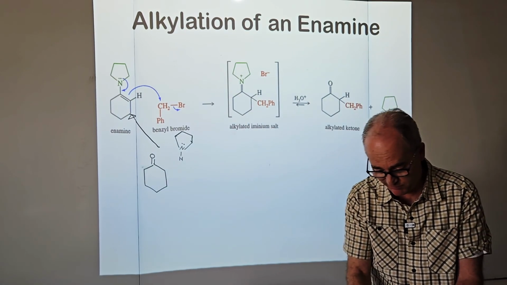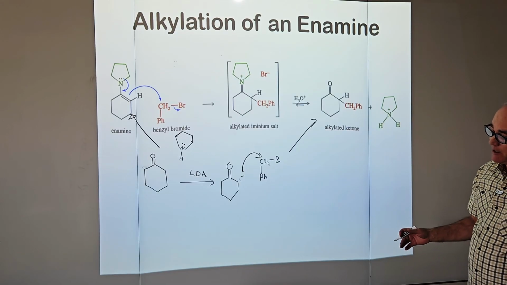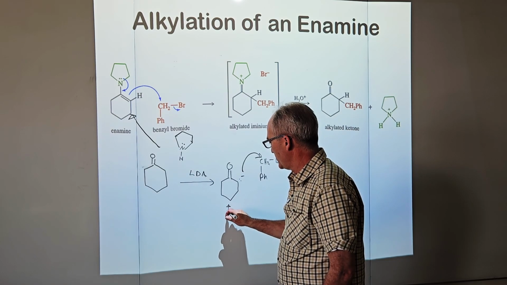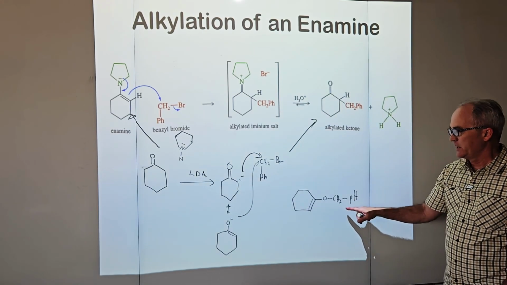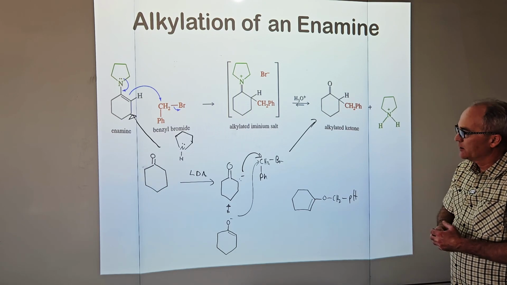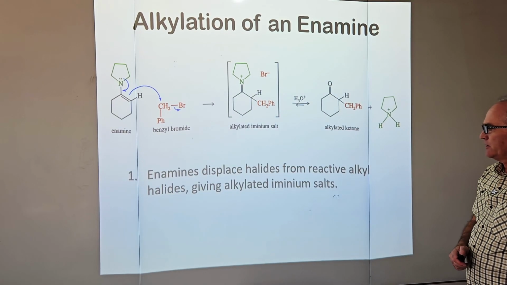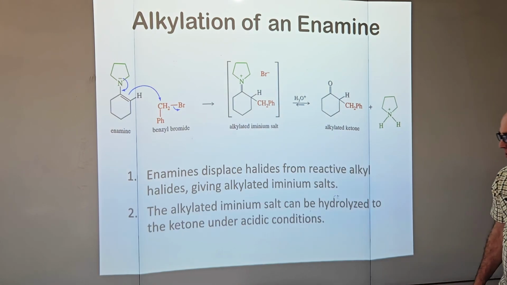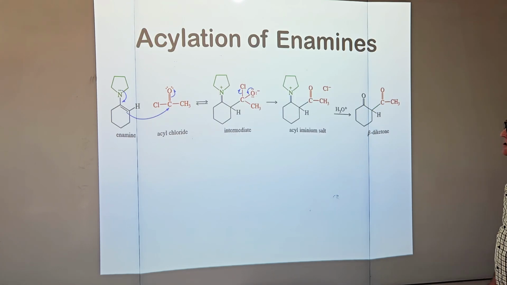Now you might be saying, well, I can probably imagine the same thing going LDA, getting to the same spot, right? Well, we saw in that previous slide that we have a resonance form of this. Imagine that jumping in there. So if we went this route, there'd be trace amounts of this, maybe we'd mostly get that. Maybe this is a way to circumvent that. Enamines displace halides from reactive alkyl halides, giving alkylated amine salts. The alkylated amine salt can be hydrolyzed to the ketone under acidic conditions.